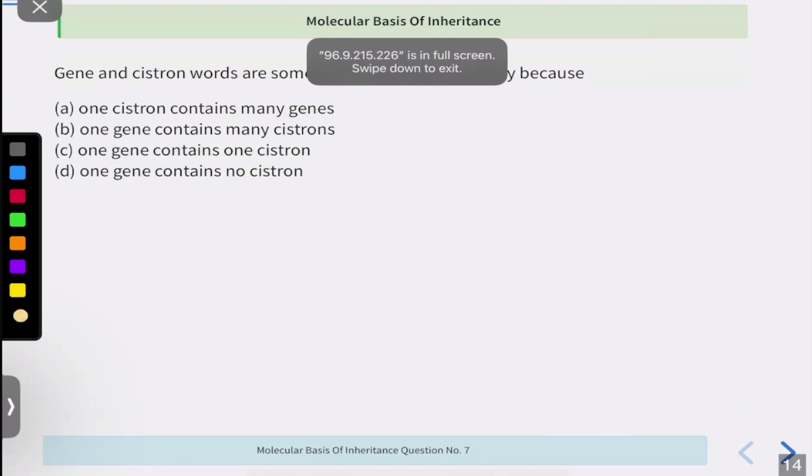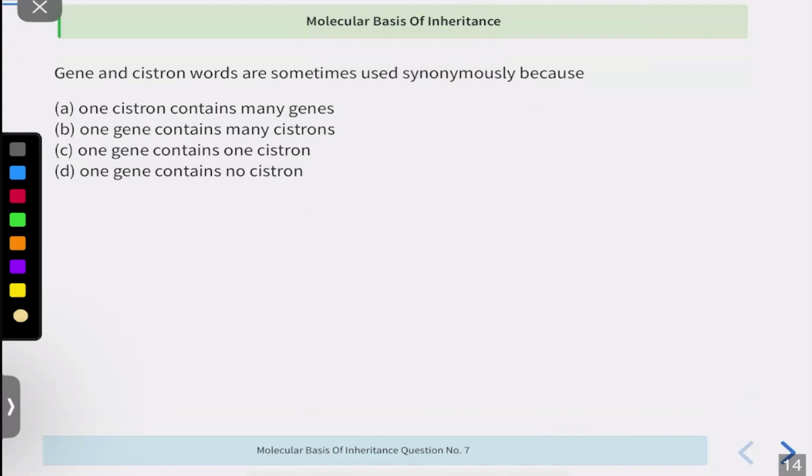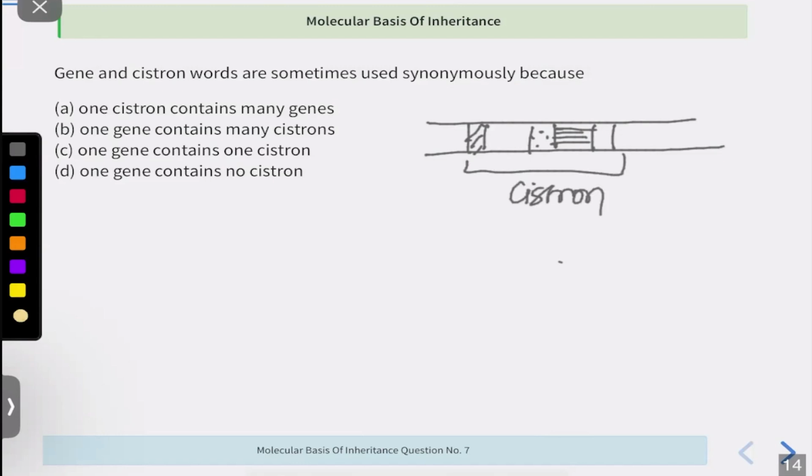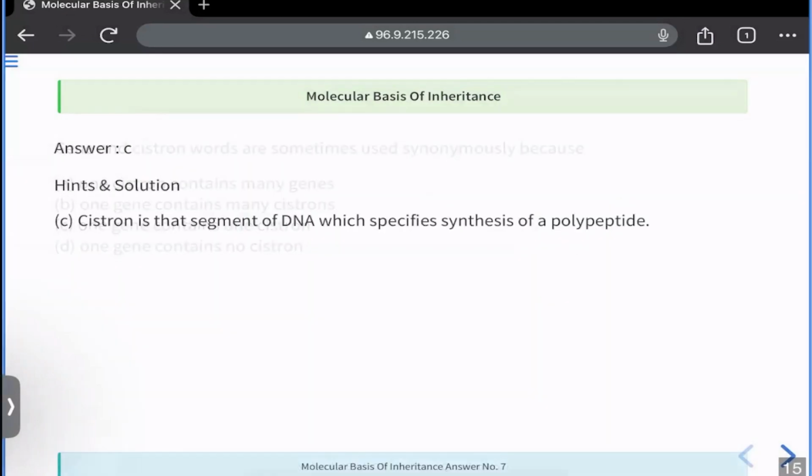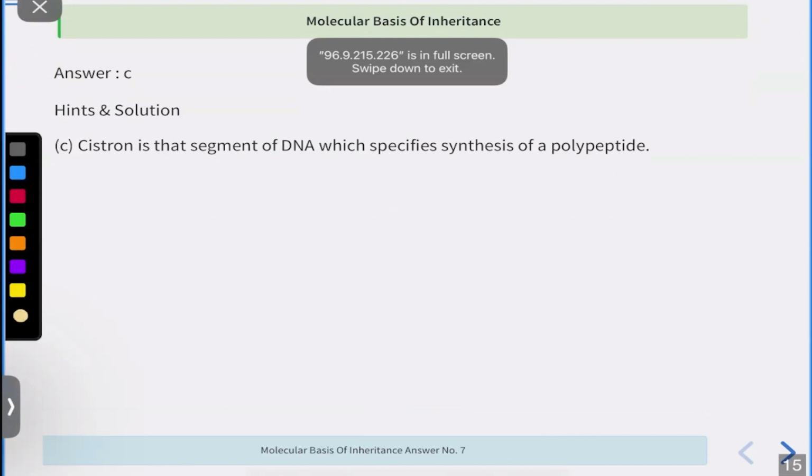Gene and cistron words are sometimes used synonymously because. Now, gene and cistron. So this is a length of DNA. It will have many genes. Genes are sequences that have a function. What is a cistron? Cistron is a structure composed of many genes. So you can have a gene over here, a gene over here, some gene in between. All of these might form a cistron. Cistron is that segment of DNA which specifies synthesis of a polypeptide.